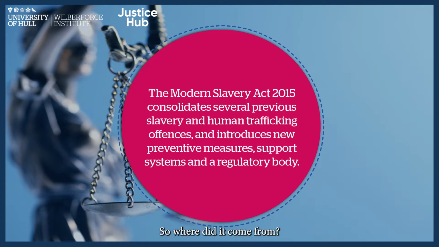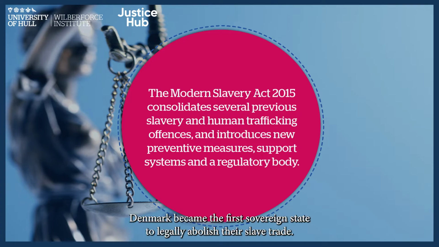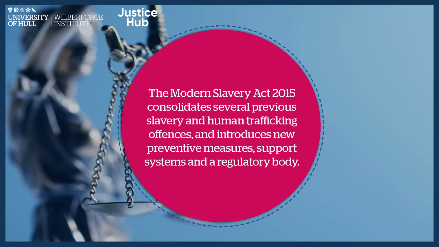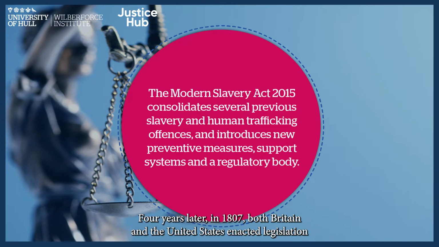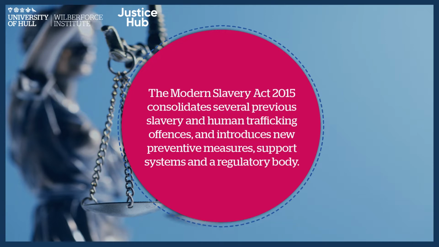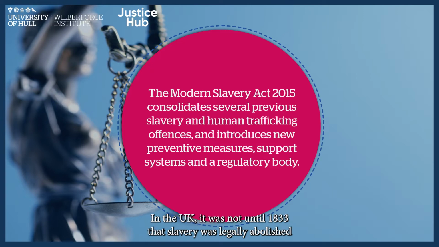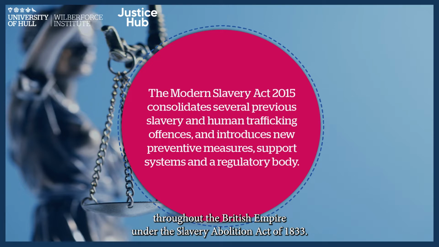So where did it come from? In 1803, Denmark became the first sovereign state to legally abolish their slave trade. 4 years later, in 1807, both Britain and the United States enacted legislation following suit with the Act for the Abolition of the Slave Trade and the Act prohibiting importation of slaves, respectively. In the UK, it was not until 1833 that slavery was legally abolished throughout the British Empire under the Slavery Abolition Act of 1833.